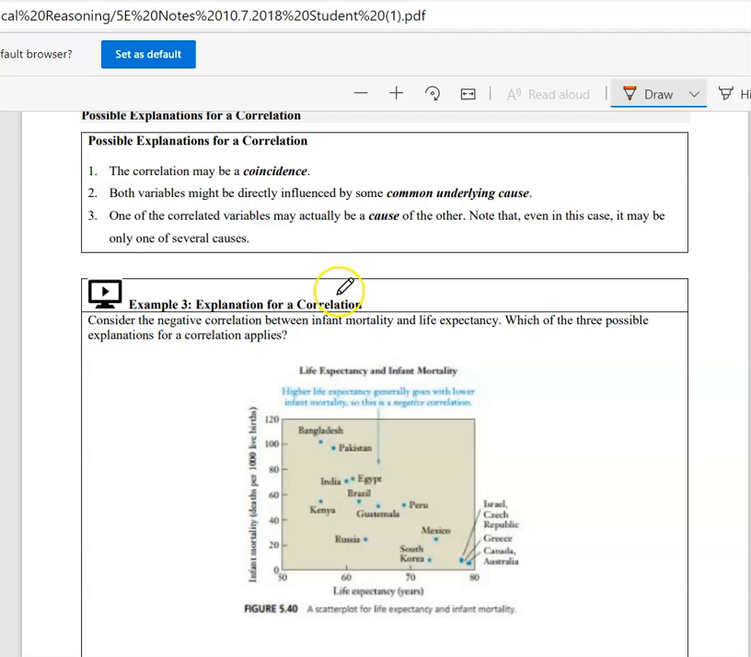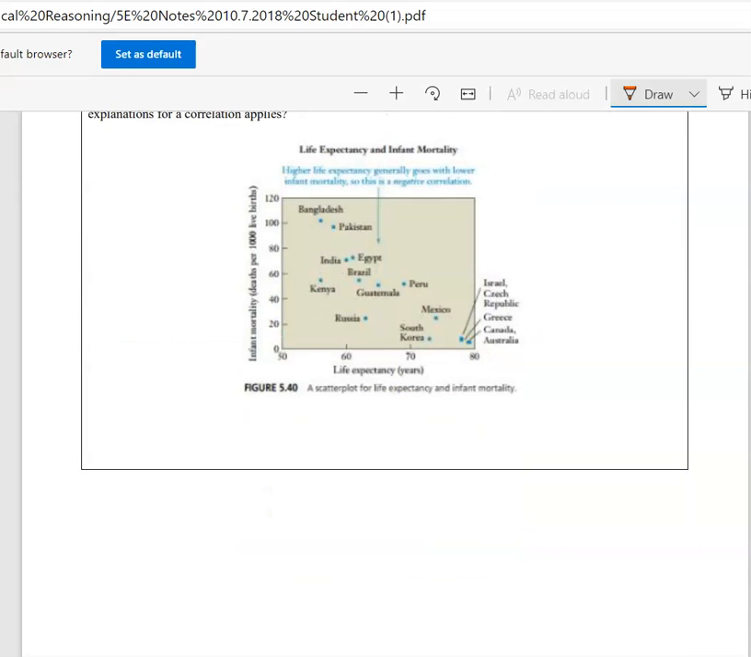Okay, and then the last one was one of the correlated variables may actually be a cause of the other. Well, no, because infant death does not cause early life expectancy for you to die early. Just because an infant dies early doesn't mean that would cause somebody else to die early, and just because somebody dies early, that doesn't mean that an infant's going to die early. So those don't cause each other. This would be an example of something that has an underlying cause. So we actually are seeing something here, but this one has an underlying cause.